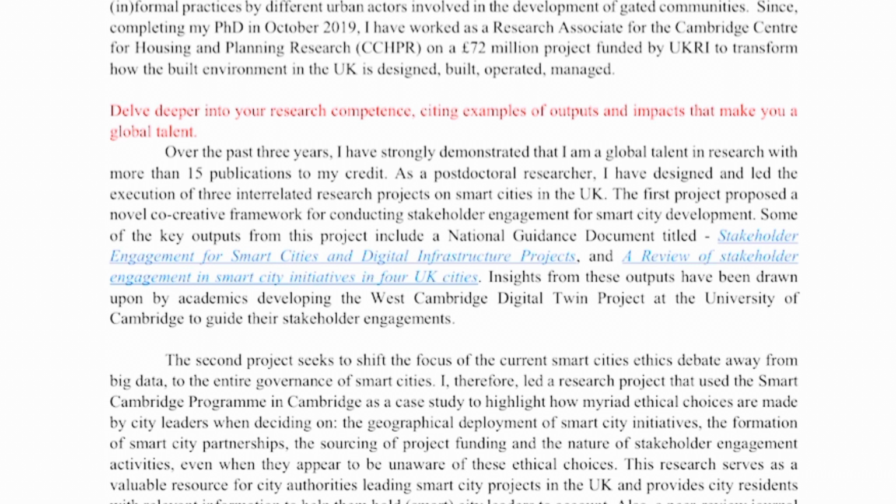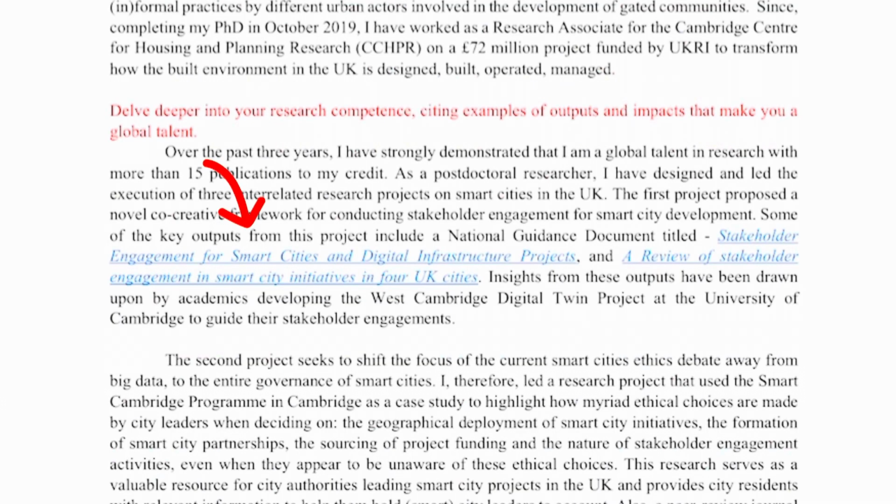in 4 UK cities. Now, I didn't just mention the title of these research projects, I also hyperlinked them so that the panel, if they are interested in actually reading, will be able to click the hyperlink and it will take them to these documents. These documents are of national significance because one is a national guidance for the UK in terms of smart city, and one is a stakeholder engagement, which I think are 2 critical documents demonstrating my interest in research.